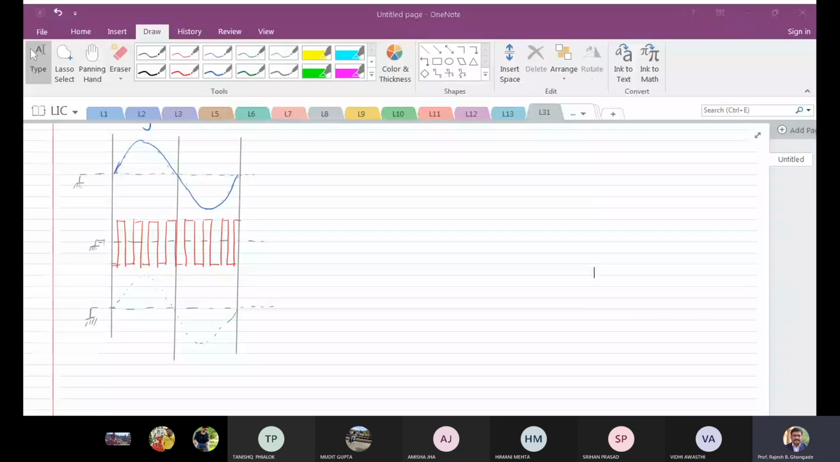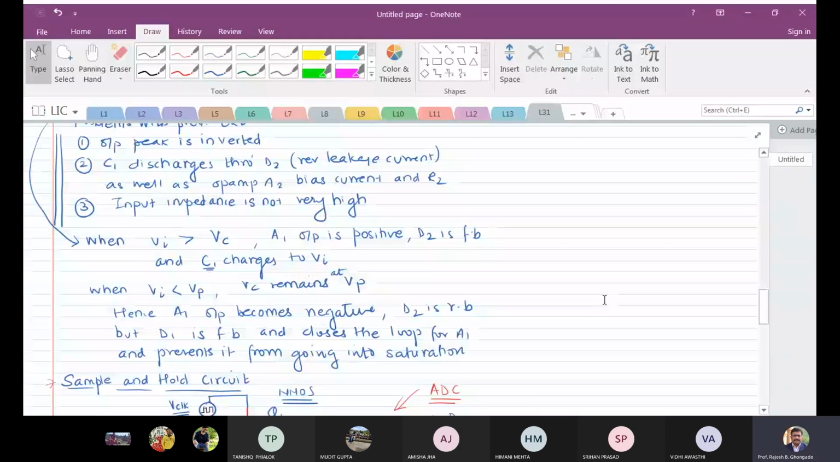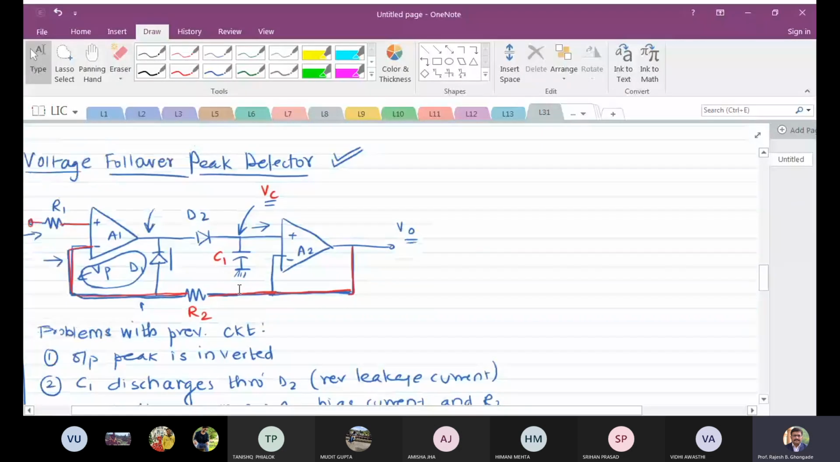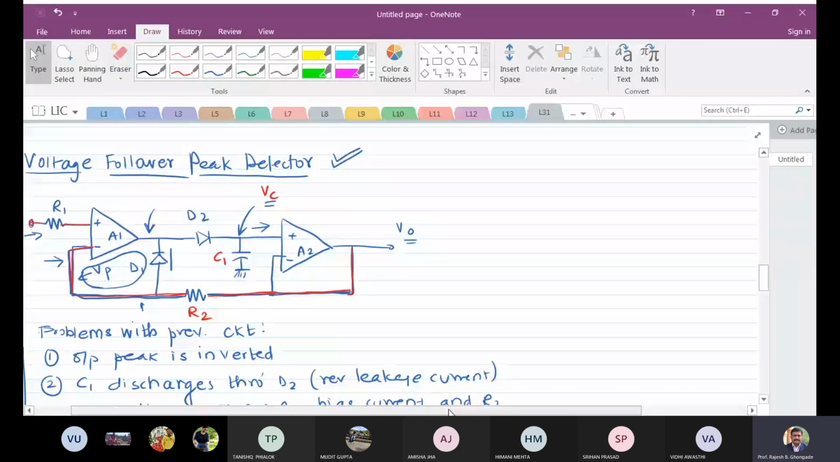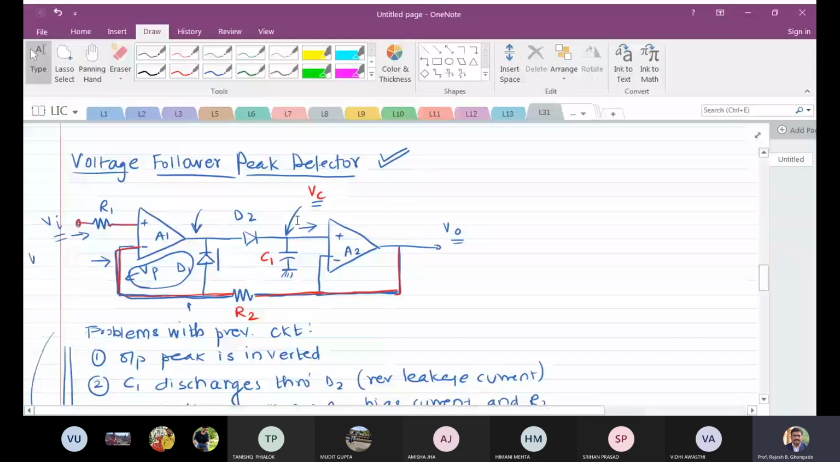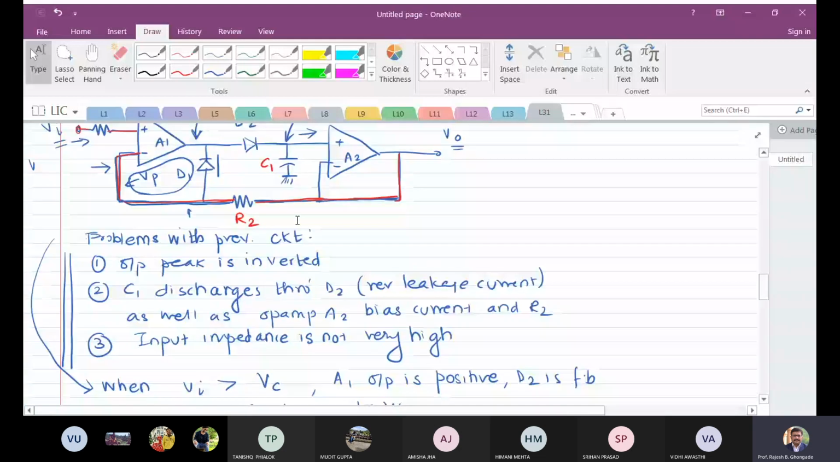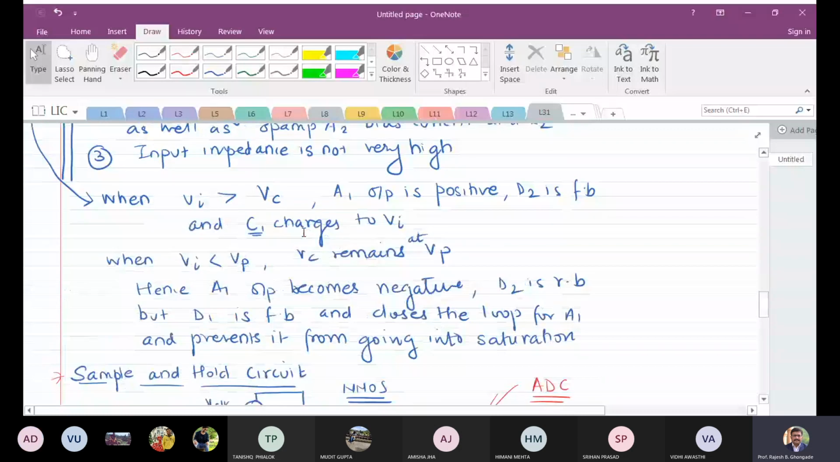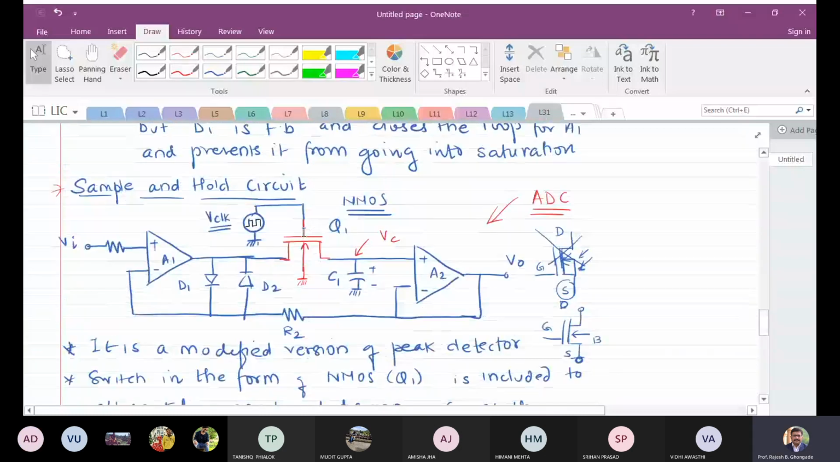All right. So just to have a recap. We have already seen the working of a voltage follower peak detector. This peak detector is actually the basic circuit which is used for sample and hold. It is just a modification of the voltage follower peak detector. The only addition to this is a switch in the form of an NMOS transistor. This NMOS transistor is driven with the help of the clock.